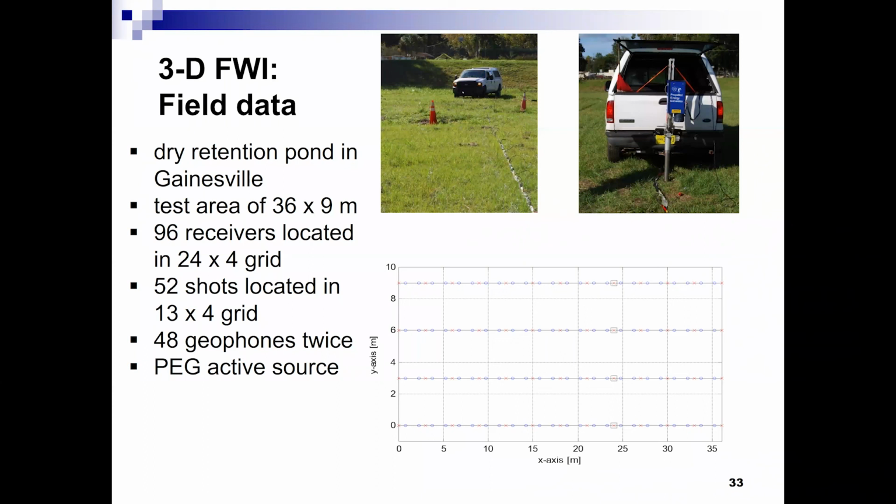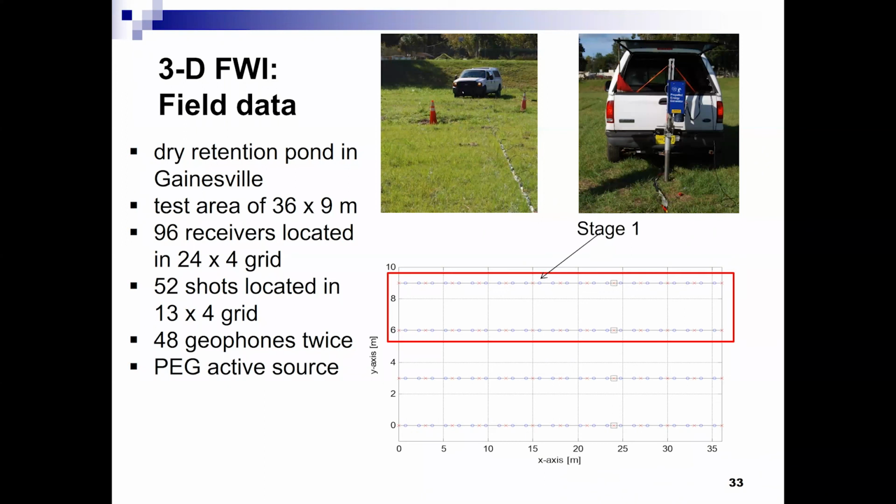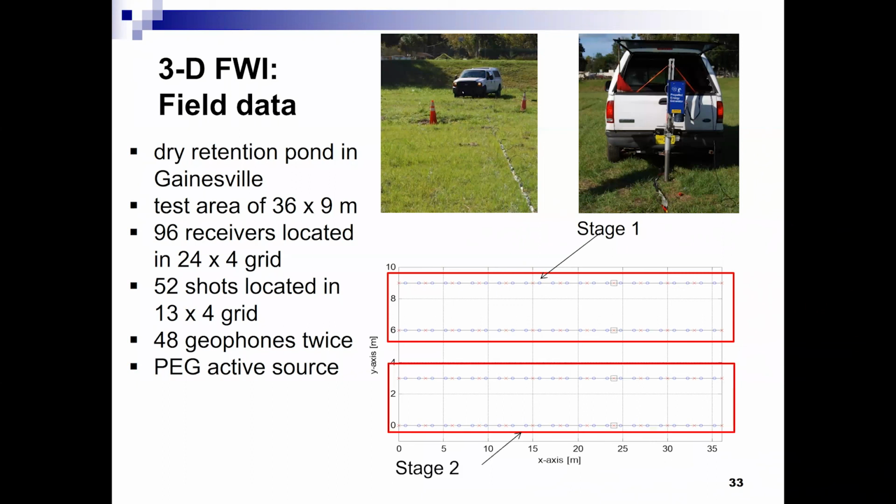In stage 1, we put the 48 geophones in 2 lines, 24 geophones each line. We apply the load for all 52 shots, the entire grid. Then we move the 48 geophones to the second half of the grid and repeat the entire shot grid, 52 shots again, and then combine the data from the 2 stages.